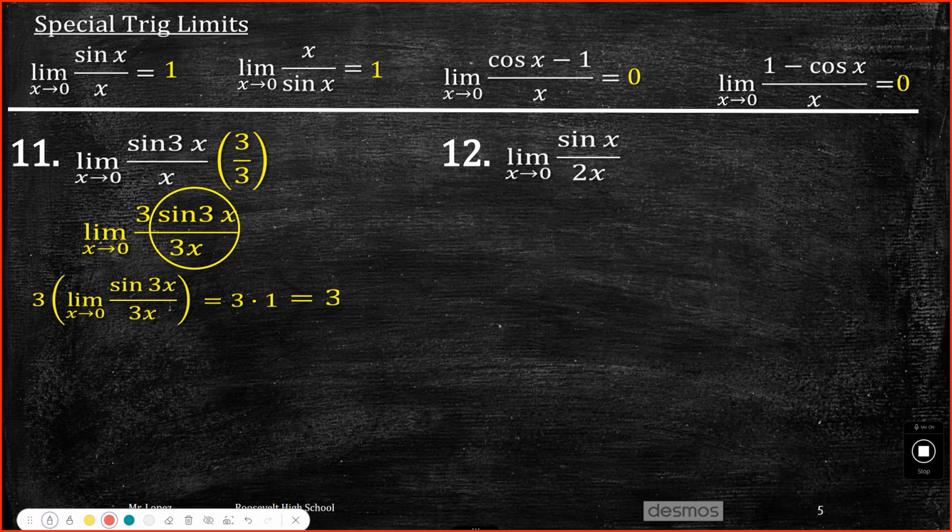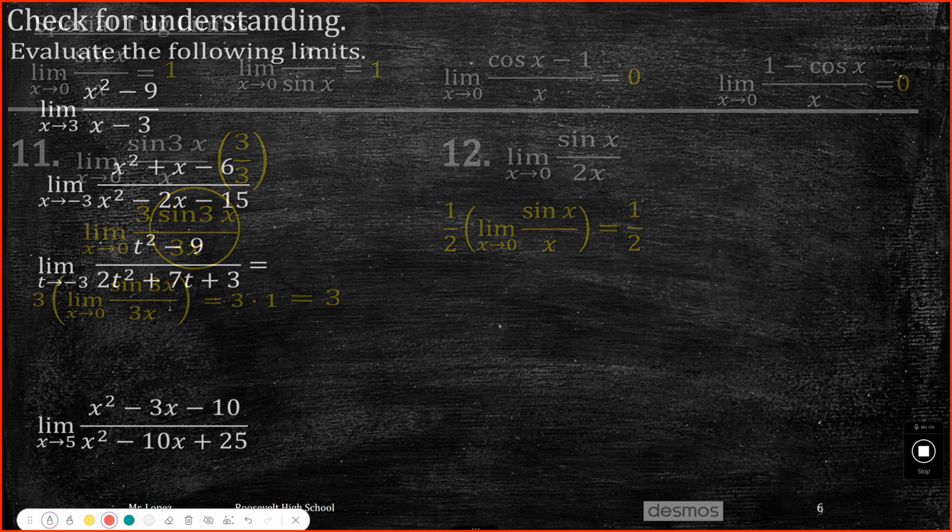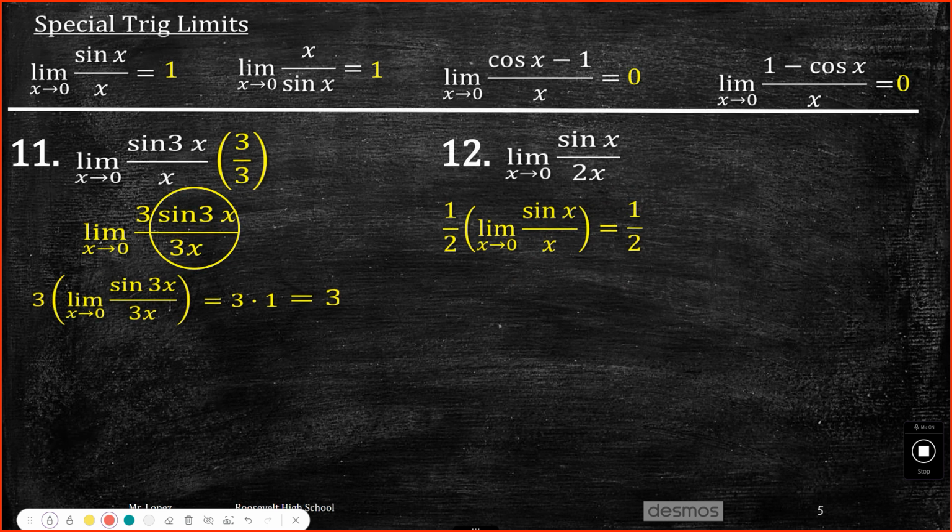So you could just factor out the 2. Then factor out the 1/2 and do the limit as x approaches 0 of sine x over x. And then this is 1 times 1/2. Oh, that's it.